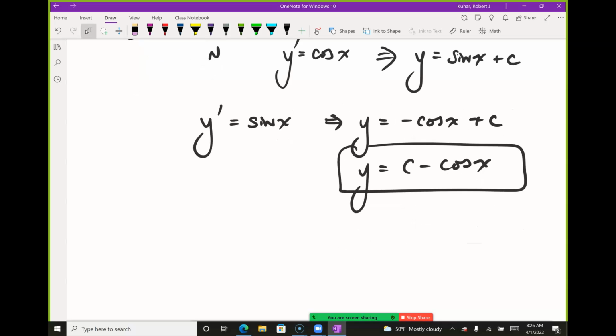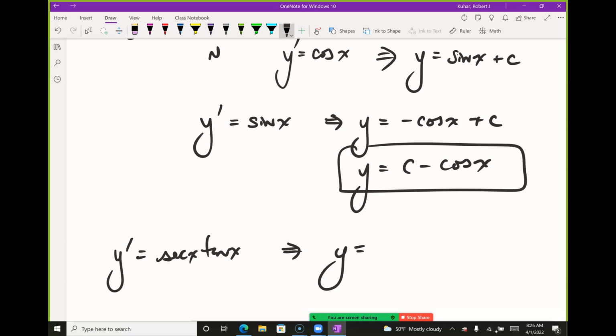So if I said to you y prime was secant x tan x, you're going to say to me y is what? Never mind, I'm thinking of tangent. Okay, no worries. I thought you were thinking of some reciprocal thing. So the derivative of secant is secant tangent. So secant x plus c here. So you see how good you need to be at your derivatives.